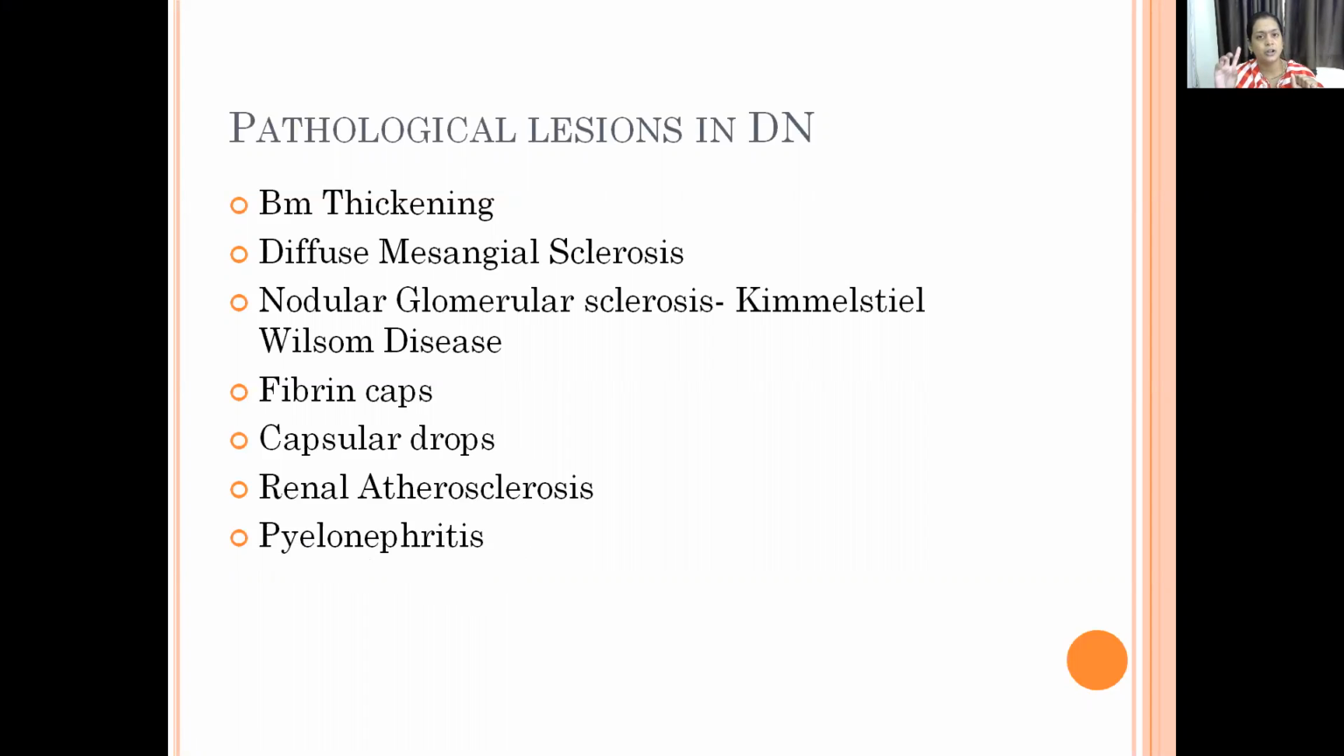So three things: glomerular lesions in diabetic nephropathy, atherosclerosis or the vascular disease, and then pyelonephritis. Remember, these are the three major lesions occurring in diabetic nephropathy.